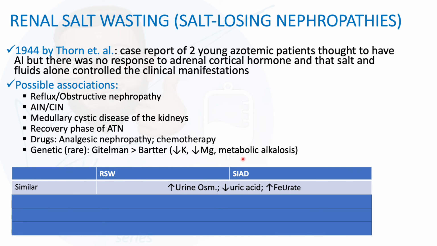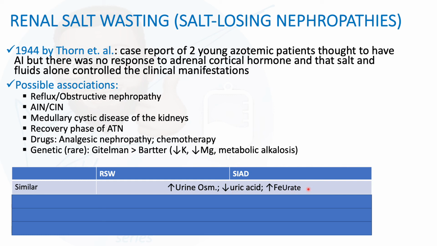So just to compare renal salt wasting to SIADH, which is more common, there's some similarity between the two. As you can imagine, there's increased urine osmolality in both, here because of the loss of salt, and here because of increased ADH. Uric acid also might be low. In SIADH, as you will see in the next video, there is some loss of uric acid as a compensatory mechanism. And in renal salt wasting, it's not really quite obvious why the patient is having low uric acid.